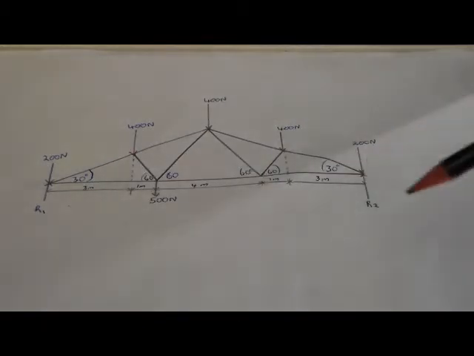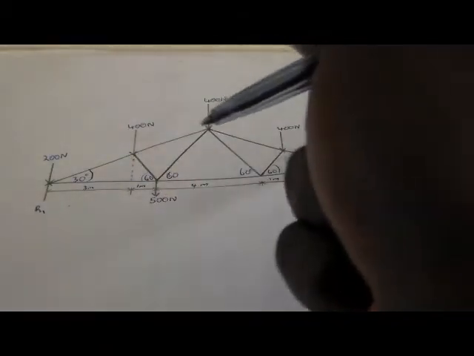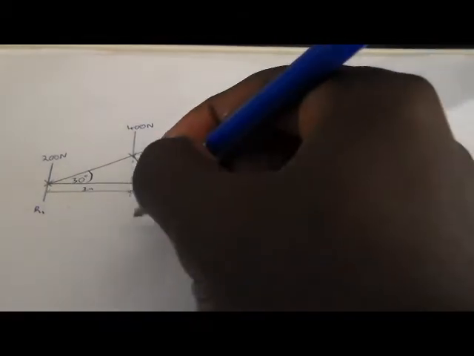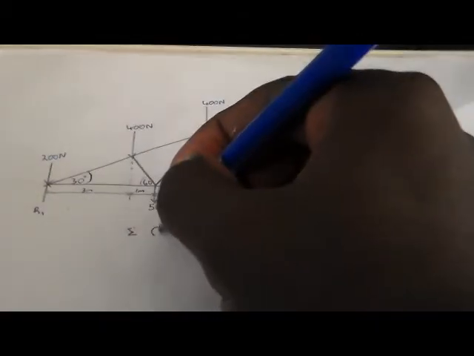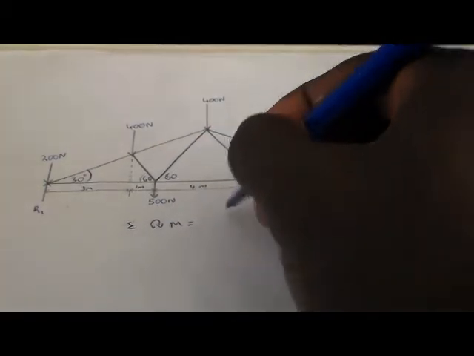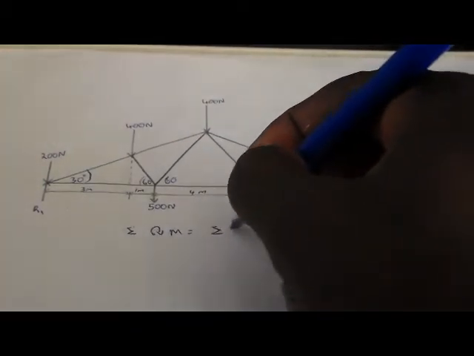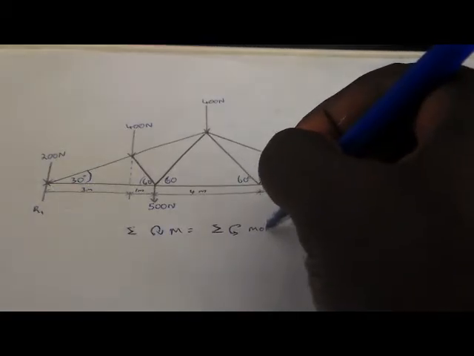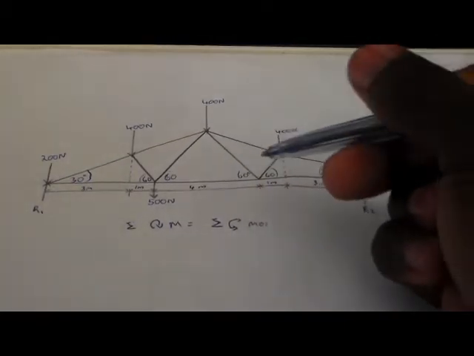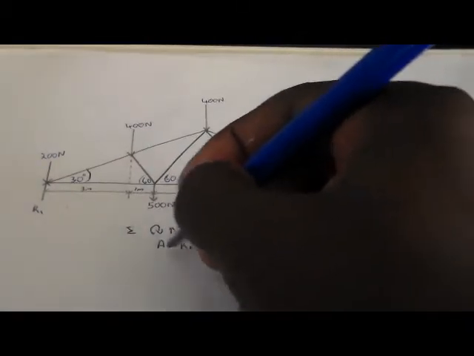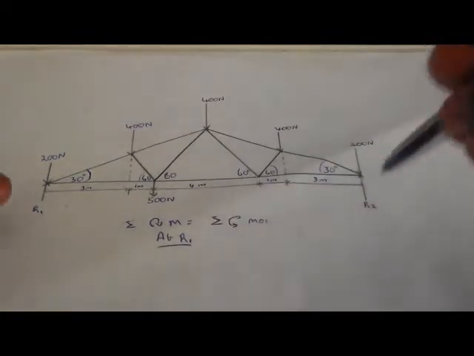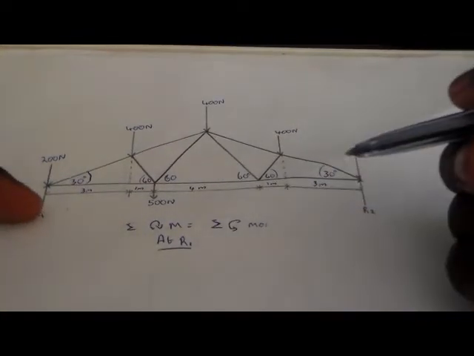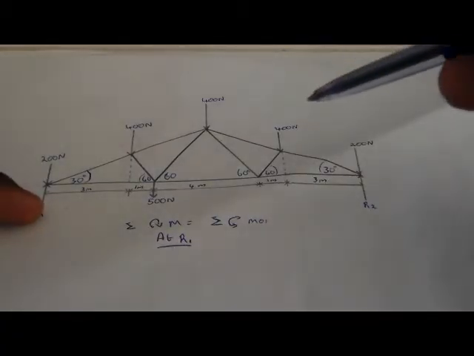the supports R1 and R2. To calculate the supports, we're going to use the law of moments: the sum of clockwise moments equals the sum of anti-clockwise moments. Let's take moments at R1. If we take moments at R1, we look at the clockwise moments.